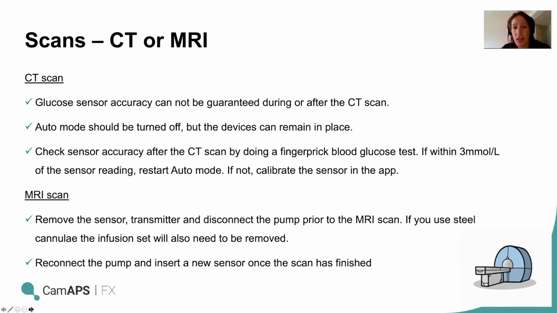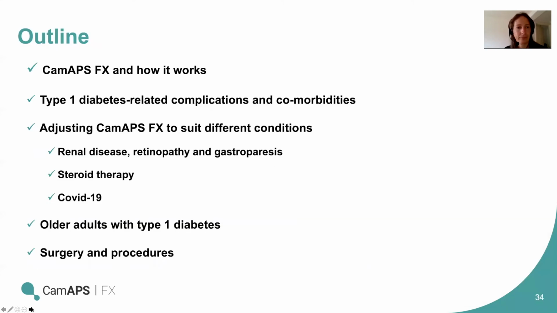Alternatively, if it's not, you just need to calibrate the sensor in the app. MRIs are a bit more cumbersome because you're not allowed any metalwork in place for an MRI. So you need to remove the sensor and transmitter and disconnect the pump prior to the scan. If you use steel cannula, you'll also need to take off your infusion set. Once the scan's finished, you just reconnect the pump and insert a new sensor and restart auto mode.